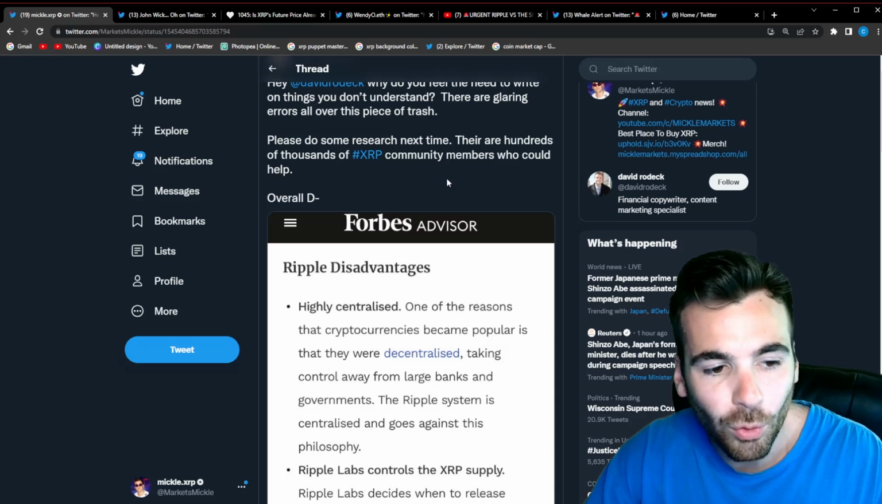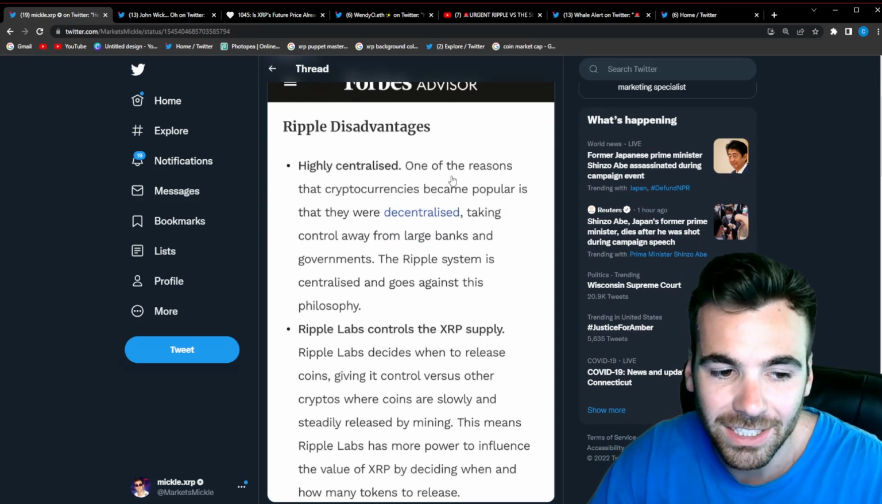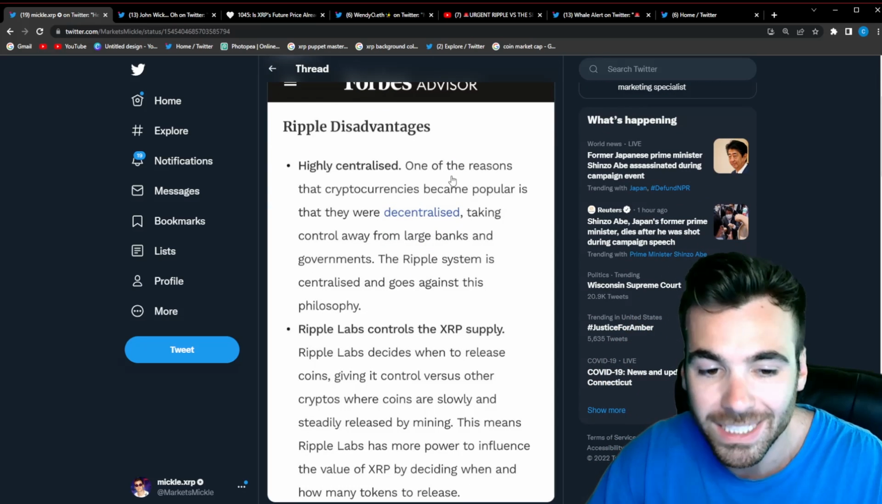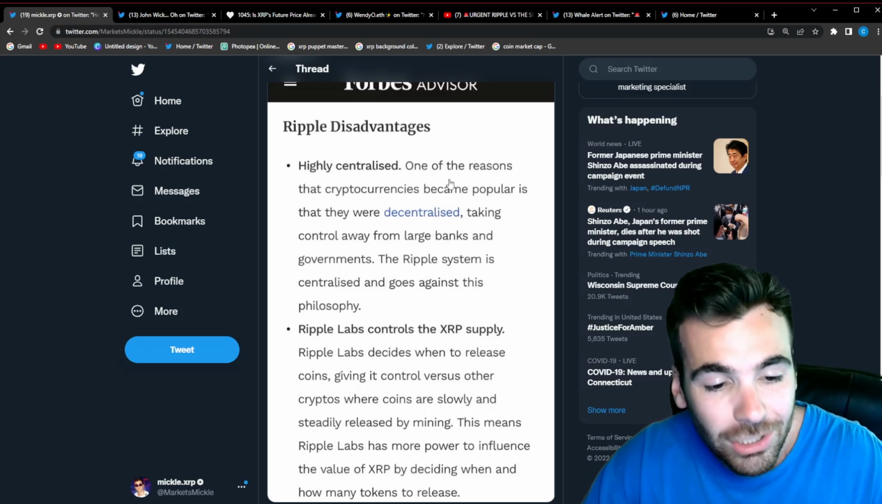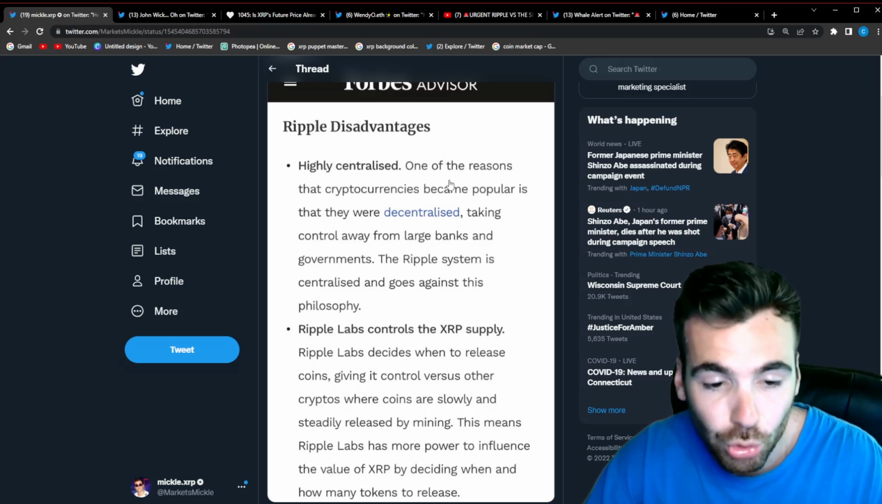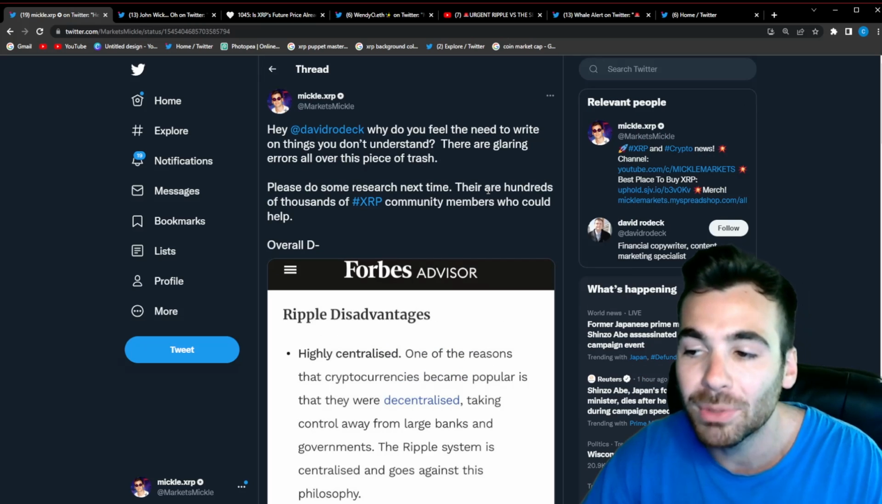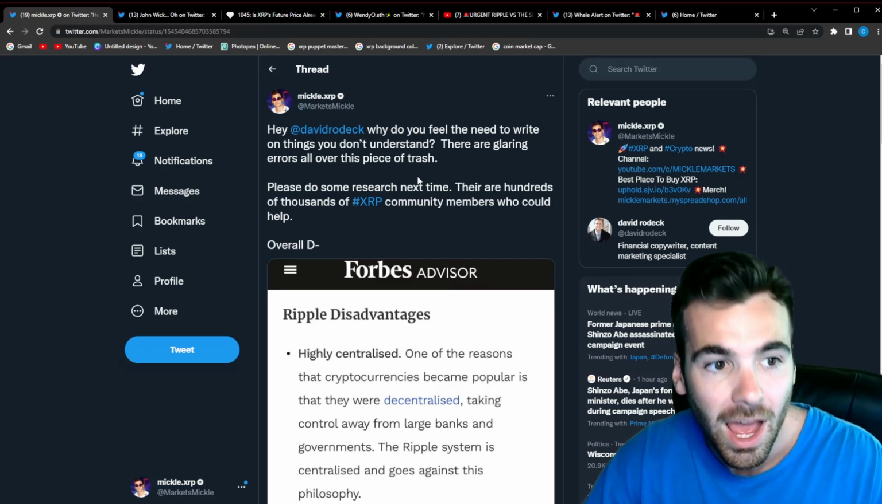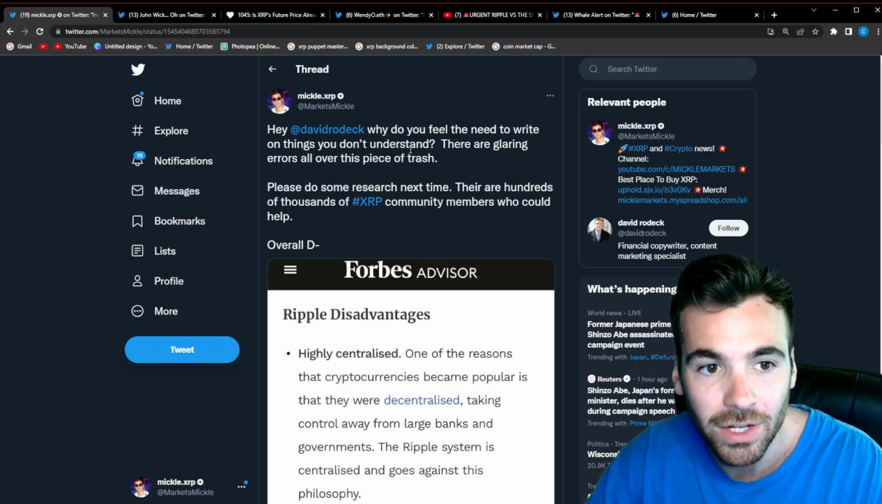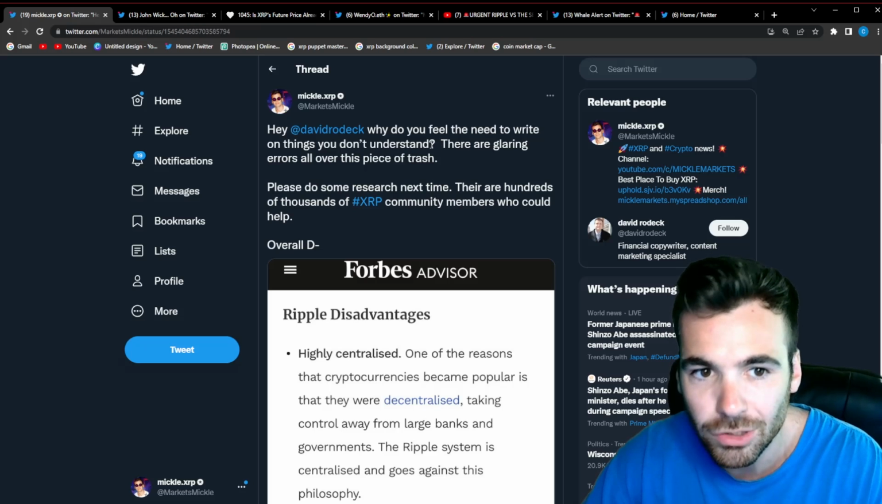In this article, Forbes says that XRP is highly centralized and Ripple Labs controls the XRP supply. I mean, these are just blatant FUD points that are provenly not true, and I cannot believe Forbes would actually publish this. I tweeted out to the author, "Hey David, why do you feel the need to write on things you don't understand?"